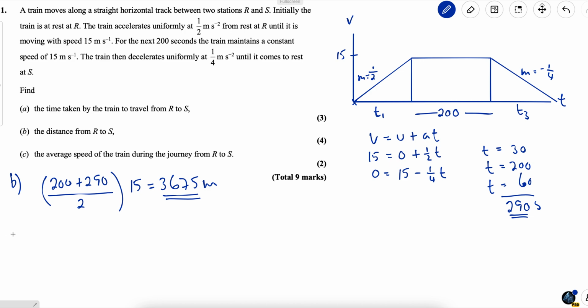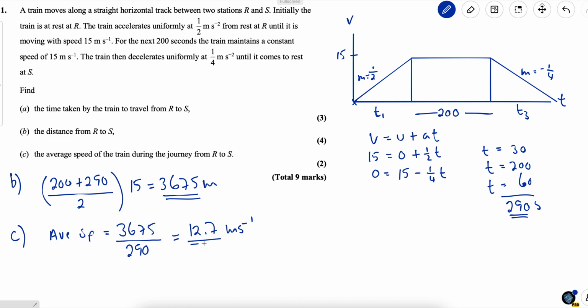For part C, the average speed of the train during the journey from R to S. So average speed is total distance over total time. So average speed, total distance is 3,675. Total time taken, we've worked out here 290. So the average speed is 12.7 meters per second.